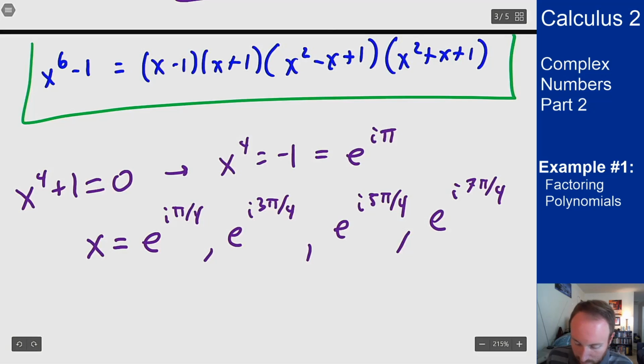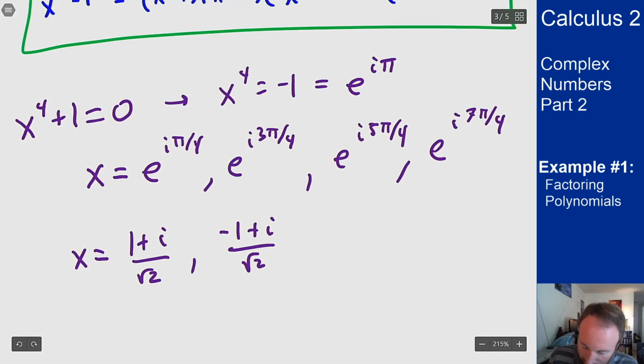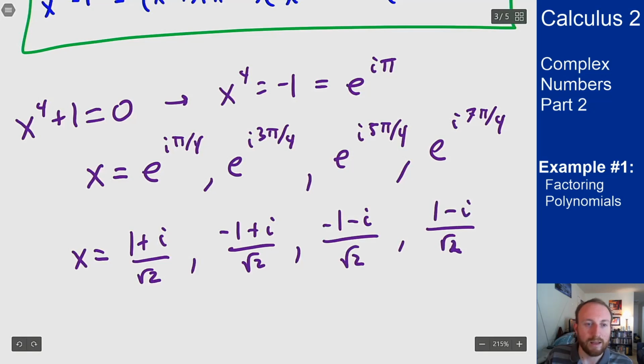So in rectangular form, these roots are, well, pi over 4 is at 45 degrees. Its x and y are the same, so it's just going to be (1 plus i) over root 2. 3 pi over 4 will be (minus 1 plus i) over root 2, and the same goes for the rest of them. And again, as expected, we see two pairs of conjugate roots. We see this pair here and this pair here.